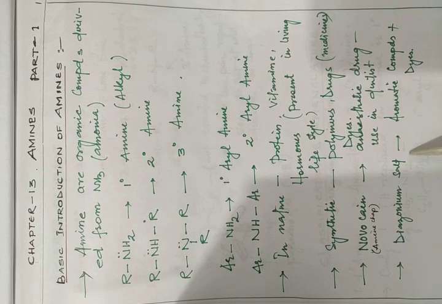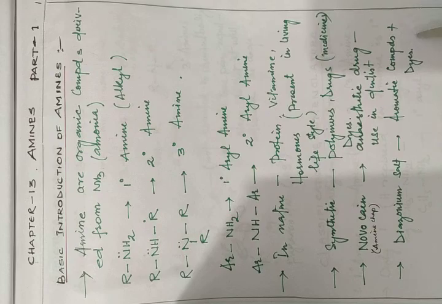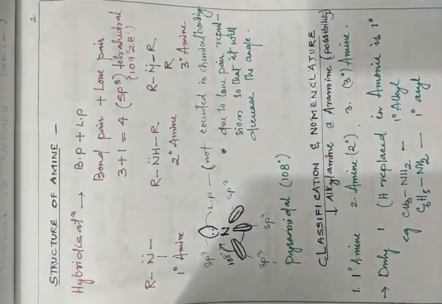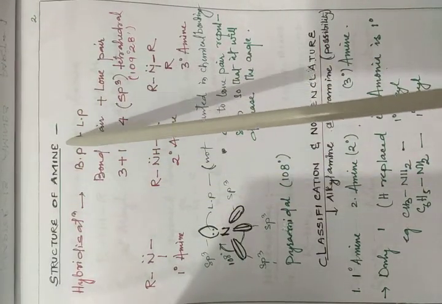These diazonium salts are in aromatic compounds, aromatic compounds with dyes only. So these are the basic introductions of amines. Then next is the structure of amines.